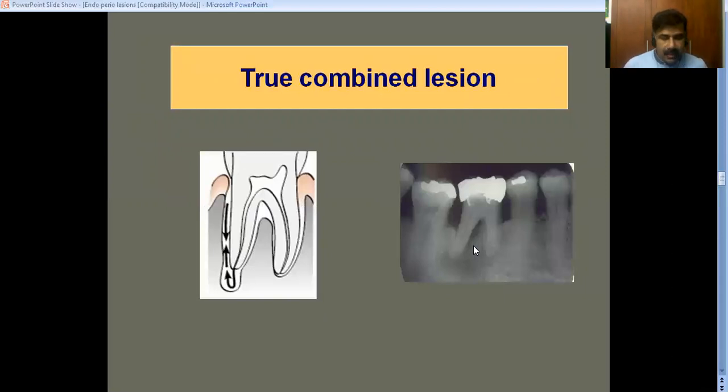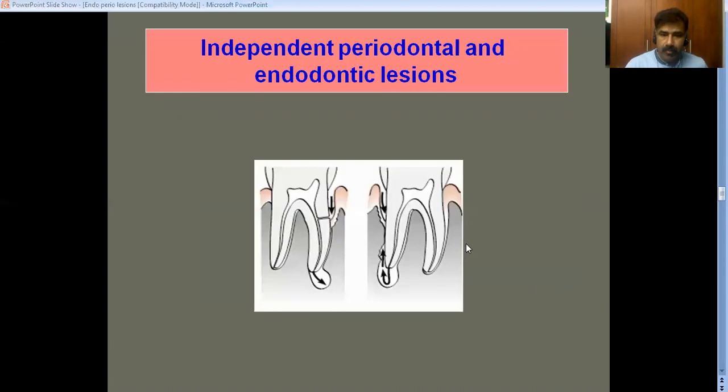Now take another scenario. You can see there is a generalized horizontal bone loss over here. There are large restorations and caries over here. You can see an apical radiolucency over here. At the same time, you can find a furcation involvement. And this apical radiolucency is coming and meeting the furcation involvement over here. So this becomes a combined lesion. The periapical lesion, that is a pulpal lesion, is communicating with the furcation involvement here. So this is a true combined lesion.